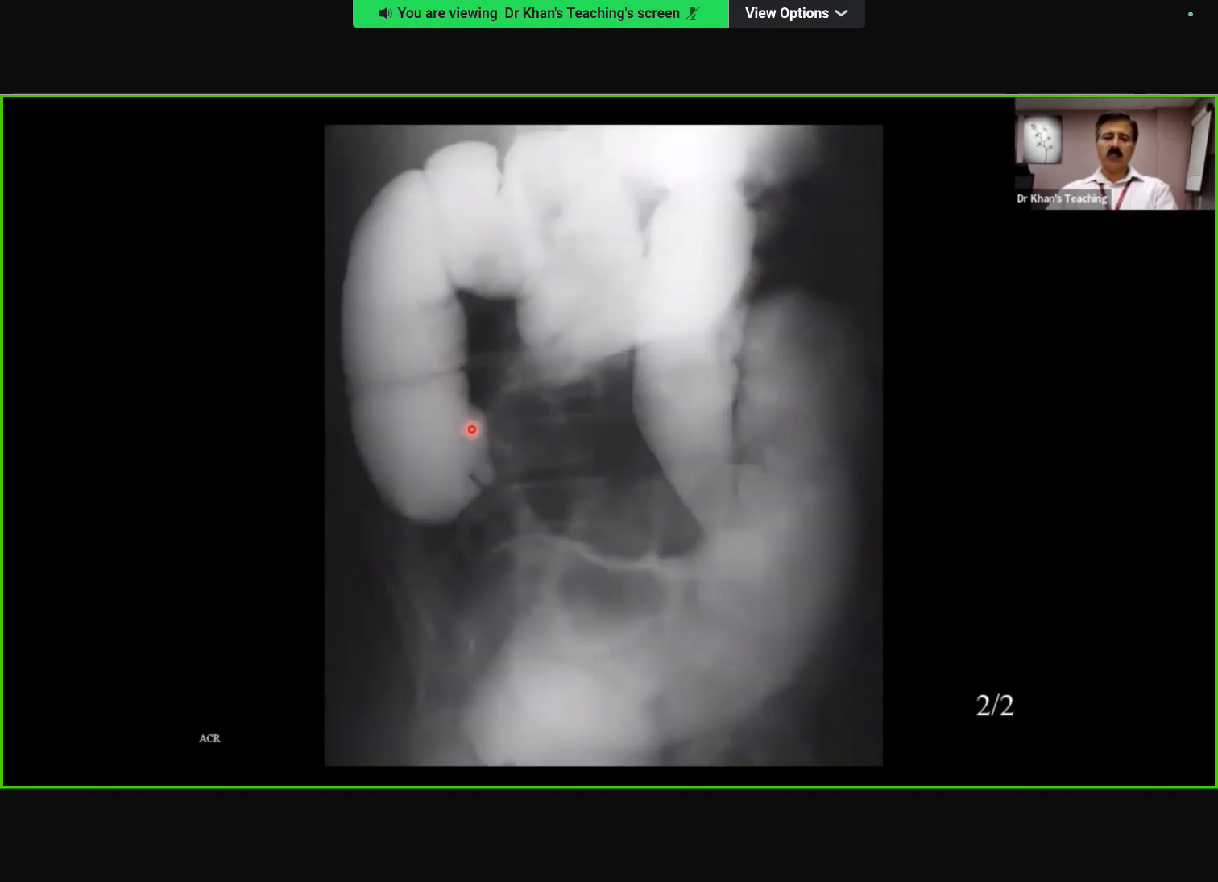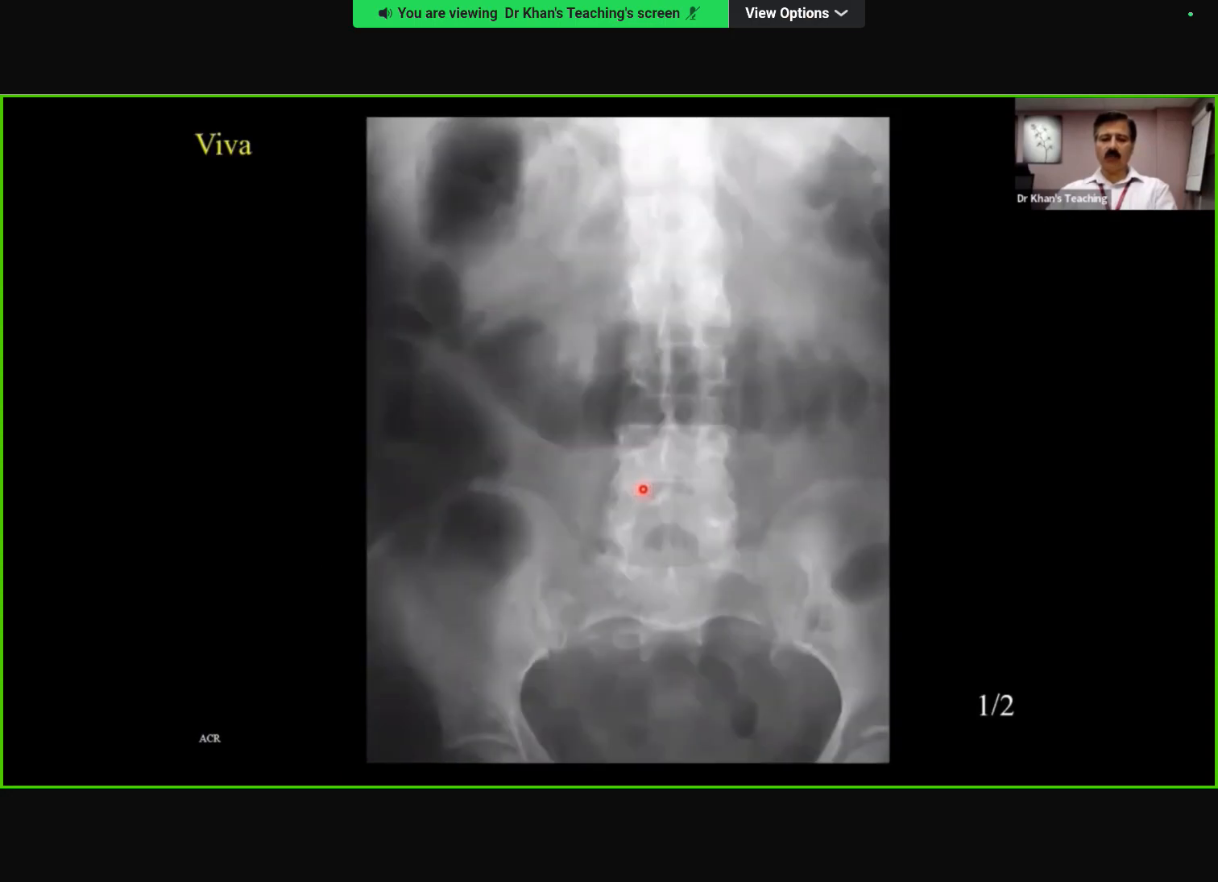On a contrast examination, what happens is that contrast comes here. And if you look carefully at this loop, there is no contrast. So there is a twist here. And again, you can see haustra. So this was a cecal volvulus.